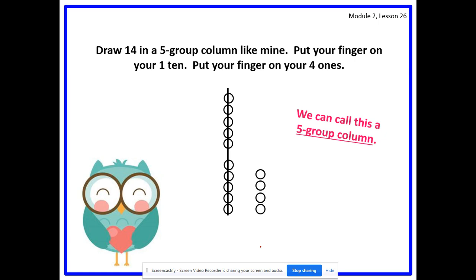Now, after you drew, park your marker, park your pencil, put your finger on your 1 10. Let me see if you can tell me which one's your 1 10. We should be pointing to this one, the one with the line. Now, put your finger on your 4 ones. Our finger should be on these 4 circles because those are our 4 ones. Now you're going to practice drawing. Are you ready?